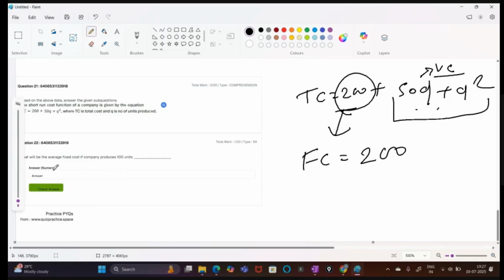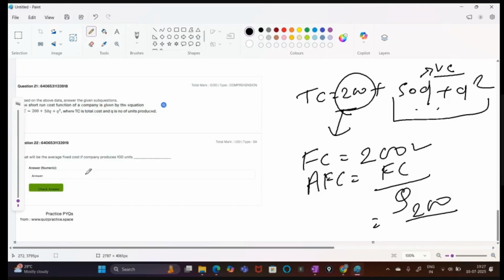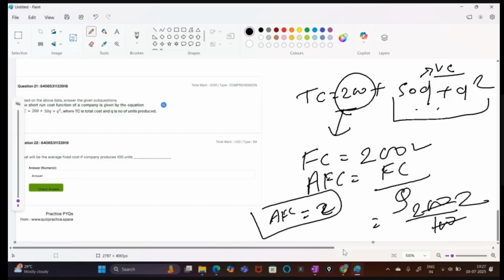So the question is asking what the average fixed cost will be if the company produces 100 units. What is the formula of average fixed cost? AFC equals FC, the fixed cost, divided by quantity, right? What is our fixed cost? Fixed cost is 200, and Q is 100. So what will be the AFC? AFC will be 2, right? 200 divided by 100 is equal to 2. So AFC will be 2.